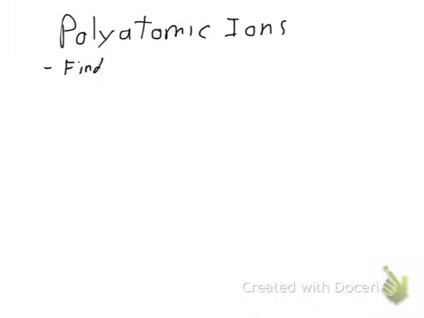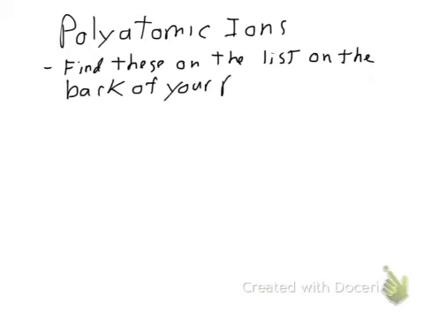How about the polyatomic ions? The polyatomic ions are listed for you on the polyatomic ion list on the back side of your periodic table. You don't need to memorize these, you just need to match the name with the symbols and write it down.